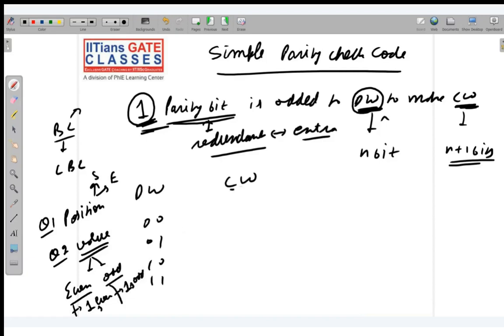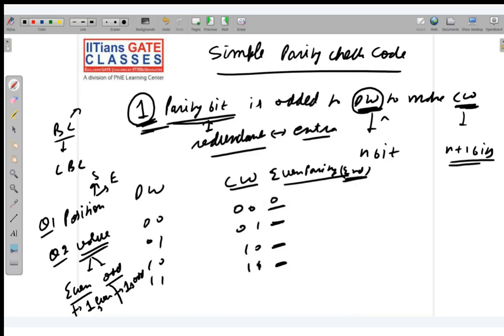Now if I want to write the code word using even parity and adding at the end, let me write it. 00011011 as it is, and here I will write a dash. In the dash I will fill the parity bit, because the position is the end. Even means the number of ones should be even, so here I will add 0. Here we have one 1, so I will add 1. Here I will add 1, and here I will add 0. Please let me know if anybody has any doubt here.